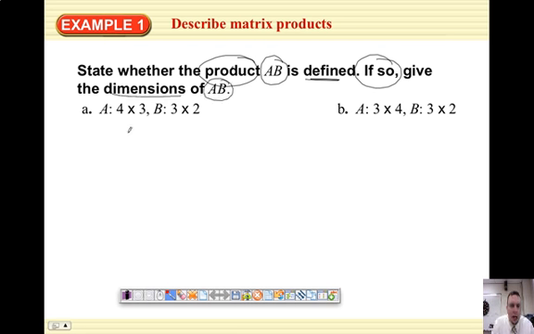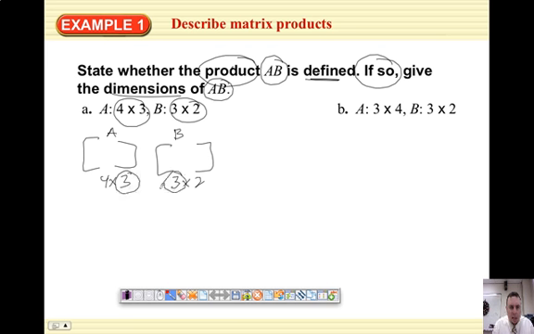So look at A. A is a 4 by 3. B is a 3 by 2. So 4 by 3, you don't have to do this, but if you need to see it like this, 3 by 2. It's asking you, can you do matrix A times matrix B? And you would say yes, because the inner dimensions are the same. So the first part, yes.